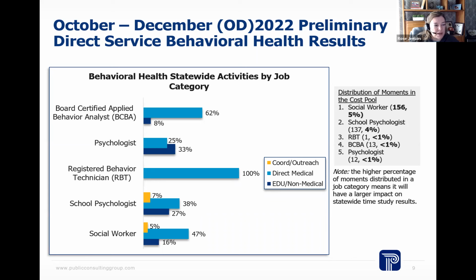So you got your BCBAs, your RBTs, your school psychs. They were newer as part of the expansion. So we wanted to include them, but what this RBT section tells us is that you don't have them or you haven't added them yet. You're working on it because they only got one moment.